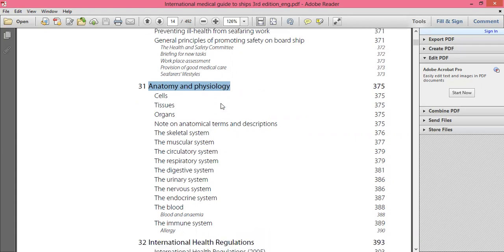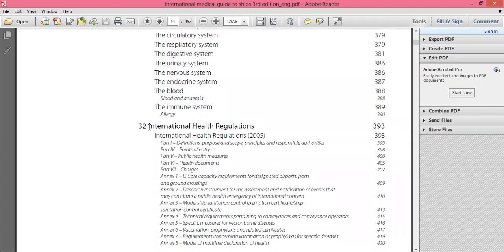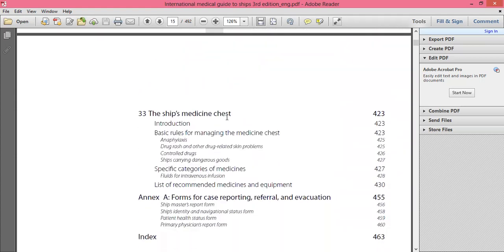To understand this, we have to understand that everything is made up of cells. Many cells combine together to form tissues. Many tissues combine together to form organs. Many organs combine together to form various organ systems, such as the skeletal system, the muscular system, the circulatory system, the respiratory system, the digestive system, the urinary system, the nervous system, endocrine system, the blood, the immune system, and IHR, International Health Regulations. So this and the ship's medicine chest, which we will be paying particular attention to.